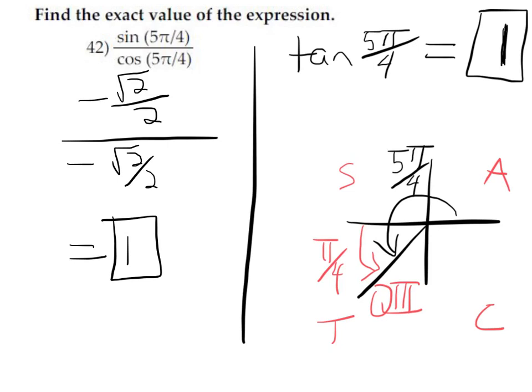When it comes to reference angles, radians make it very easy. If you have a divide by 4, pi fourths, 5 pi fourths, 7 pi fourths, whatever pi fourths, your reference angle is pi fourths. If you have a pi thirds, your reference angle is pi thirds. If it's a pi sixths, your reference angle is pi sixths. Radians make reference angles very easy. All right.